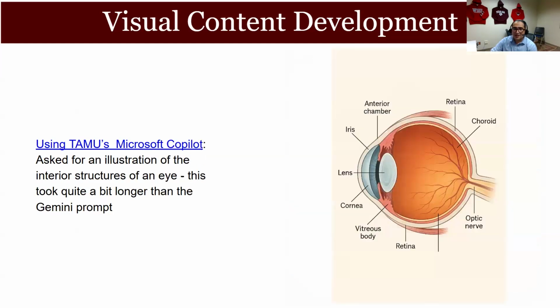And here's another example. This one came from Copilot. We asked it for an illustration of the interior structures of the eye. It took a little longer than the Gemini prompt, but it still produced a pretty detailed diagram. Again, this requires double checking, but generative AI is a great tool to create quick visuals for a lecture and any other uses we want to use it for.